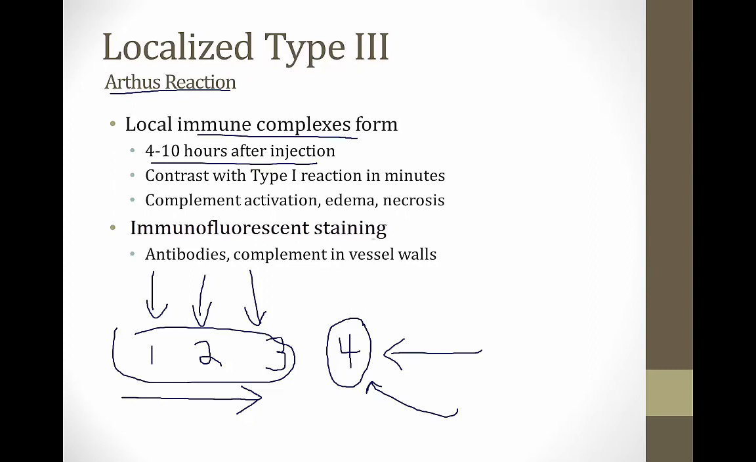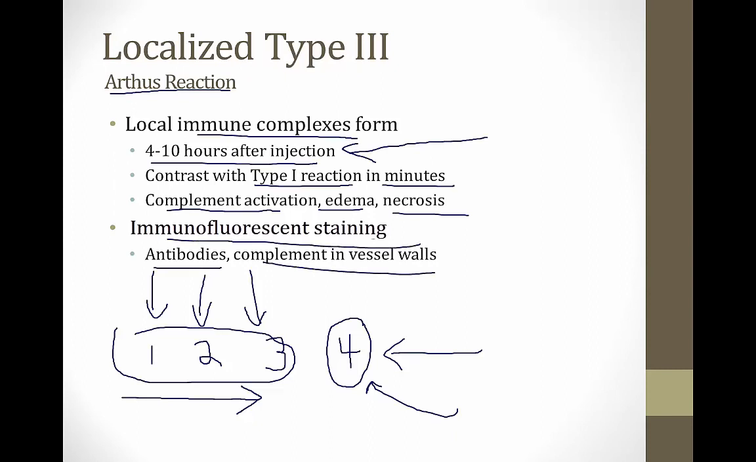And contrast this with type 1 skin reactions, which occur within minutes. Those are caused by mast cells and IgE antibodies. For these reactions, it takes a few hours for the immune complexes to bind. Once they bind, they lead to complement activation and edema and necrosis, and you can identify Arthus reactions with immunofluorescence staining. You will see antibodies and complement in the vessel wall to know that they are being deposited in the tissue and causing the reaction.